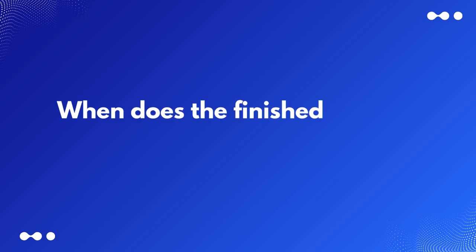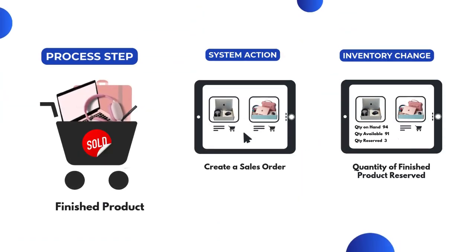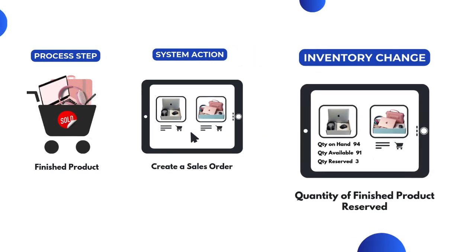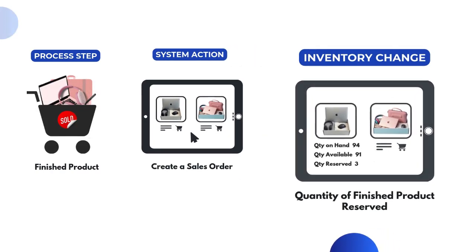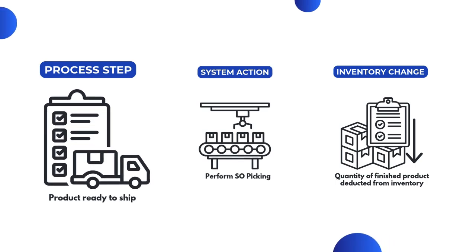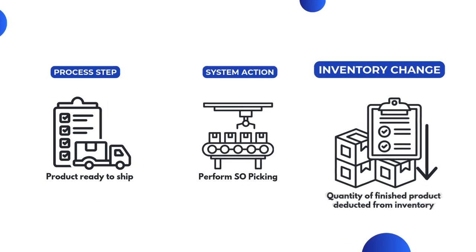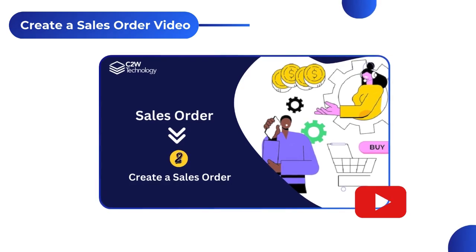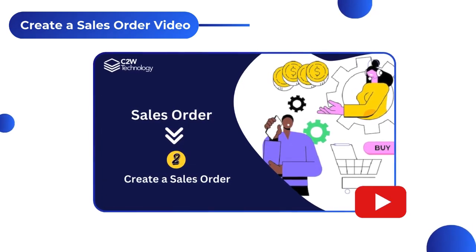When does the finished product inventory update? When the finished product is sold, you can then create a sales order. At this stage, the system reserves the quantity for the order. Once the product is ready to ship, perform SO picking, which then deducts the finished product from inventory. Check out our detailed video on how to create a sales order and manage SO picking.